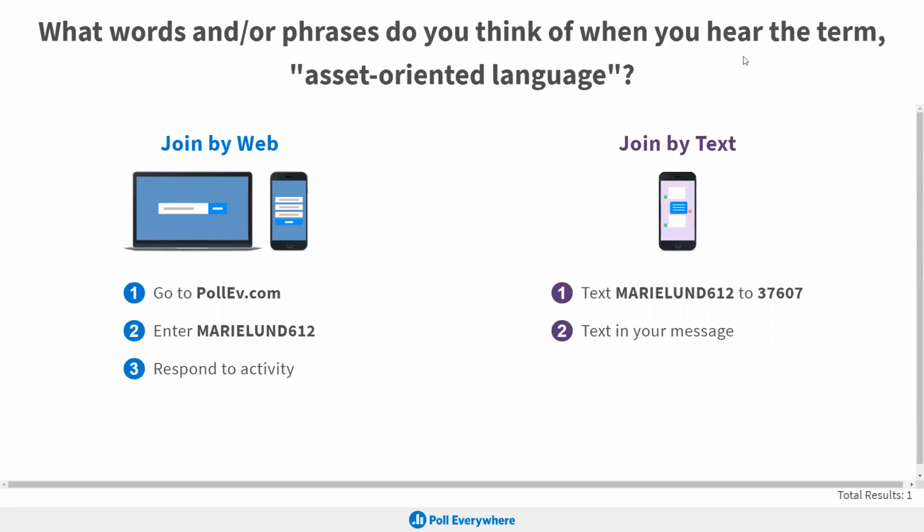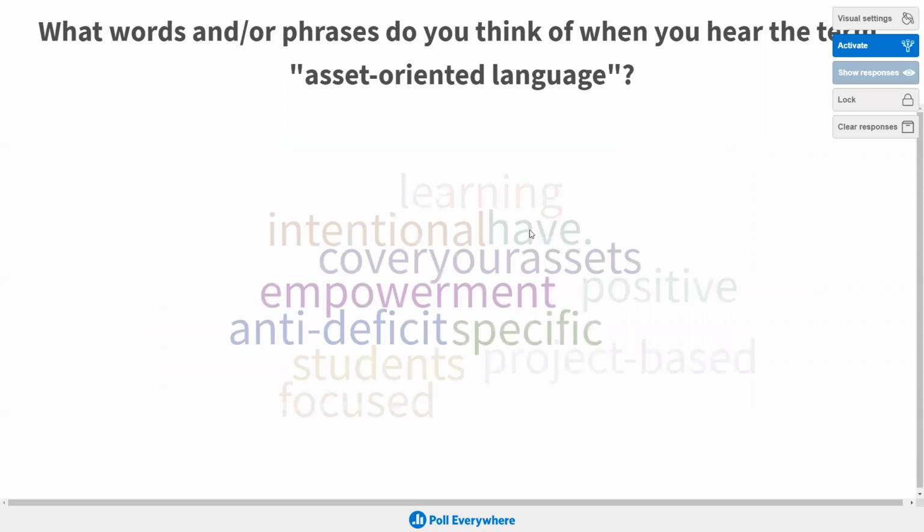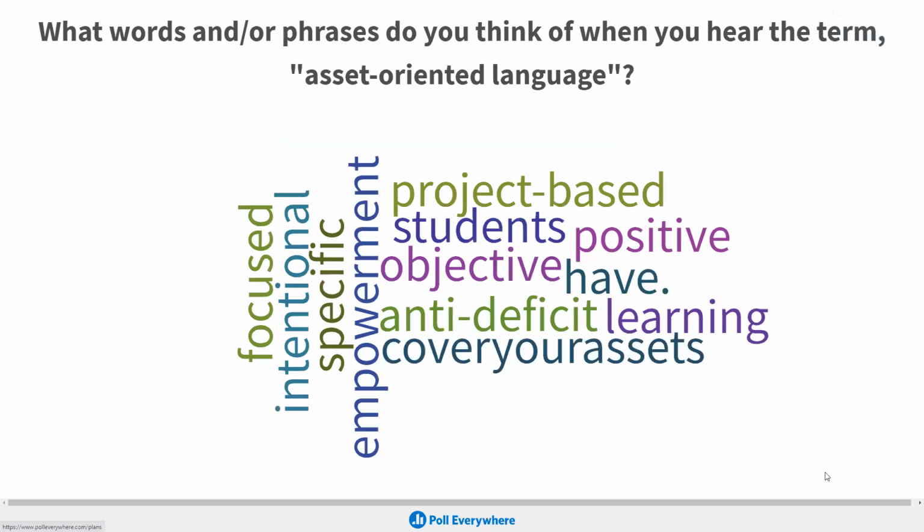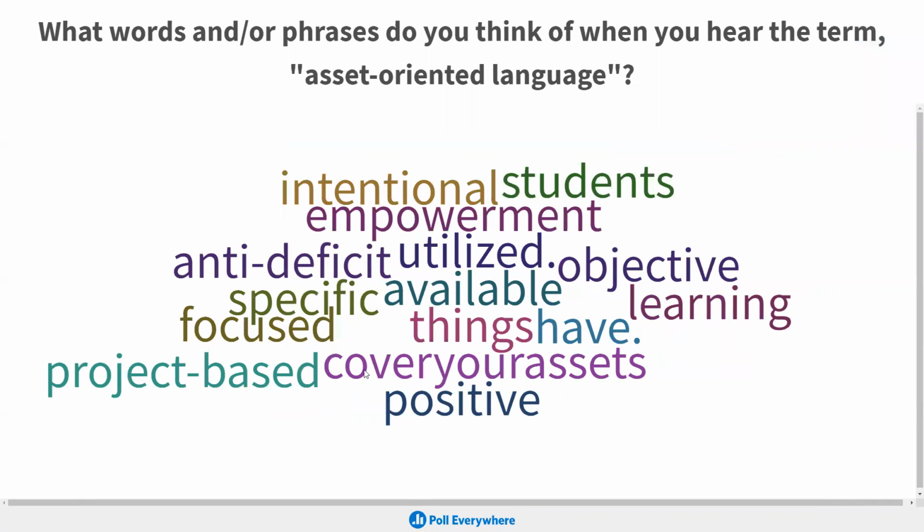And I can see we have one response, so hopefully if we can get another response or two. Oh, we got two. All right. Empowerment, project base. There's probably a sentence in here with a response. Cover your assets. Anti-deficit. All right, so we've got some different things that we're thinking about here. I'm going to go ahead and move on to our next slide.